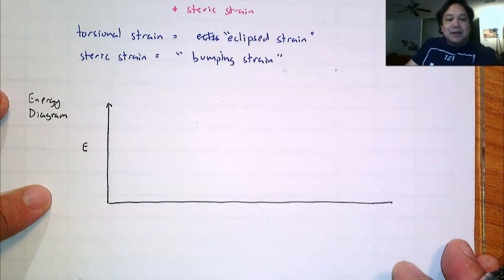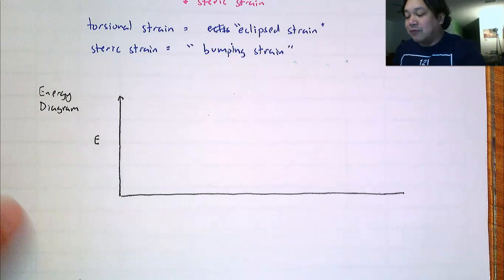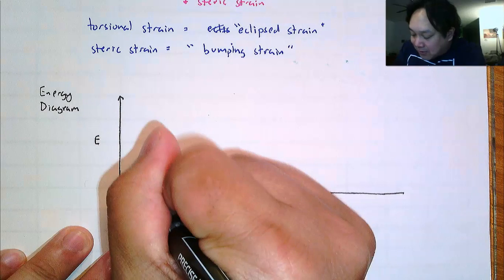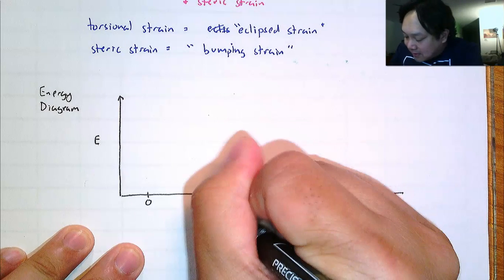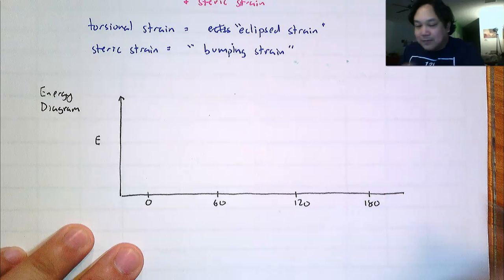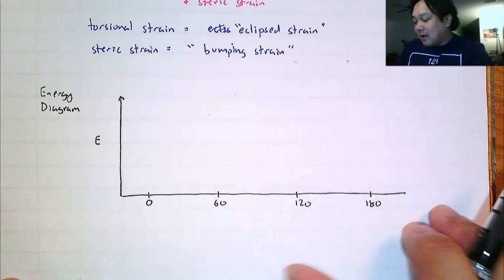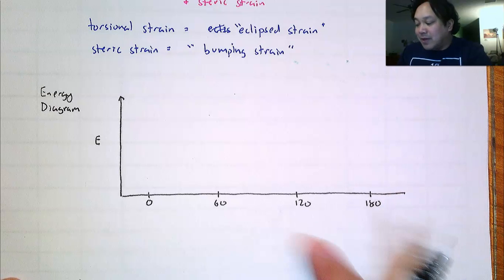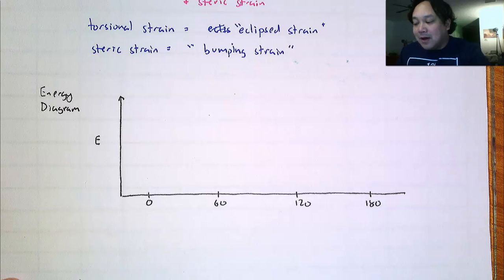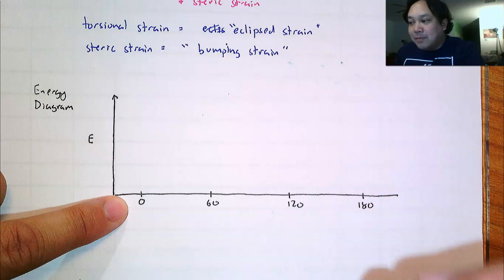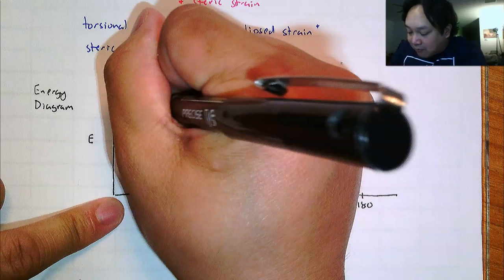Most likely you will be responsible for drawing an energy diagram. For my energy diagrams, I have 4 dihedral angles. And we're going to start with 0, 60, 120, 180. If we go further, 240, 300, 360, we're just repeating the same conformations. I want 0, for me, by definition, to be the highest energy, right up there.